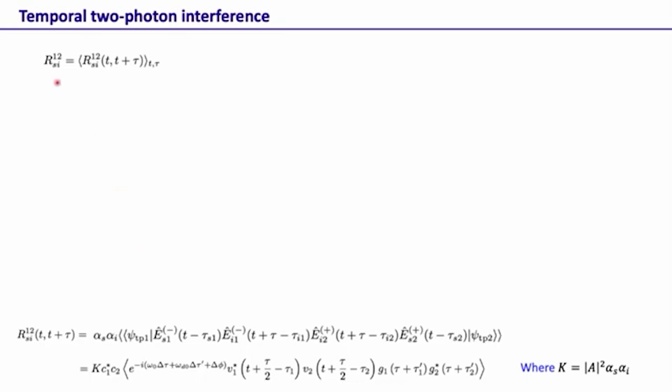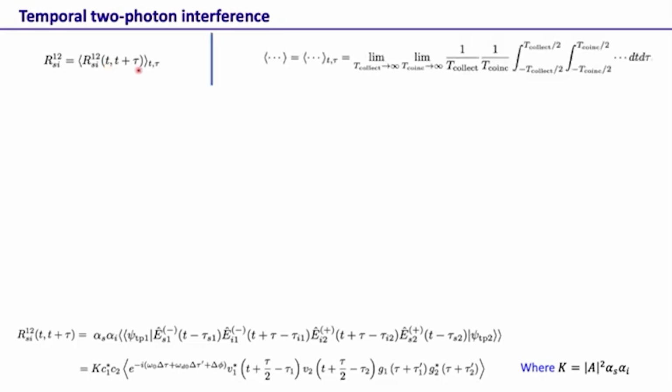This RSI12 at t and t plus tau is more like an instantaneous coincidence intensity, but in an experiment we cannot make such sharp measurements. So in an experiment we always do averaging: averaging over t and then averaging over tau. In an experimental situation, what we can always measure is this time averaged quantity, averaged over t as well as tau. The time averaging over t is over t collect, and the tau averaging is over t coincidence. This is the average quantity we now need to calculate.